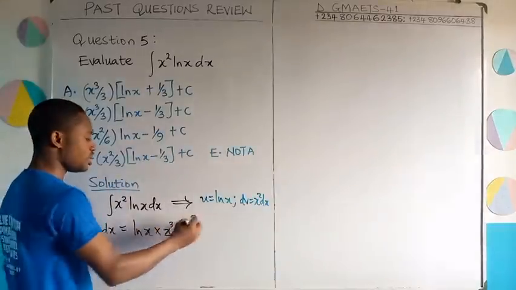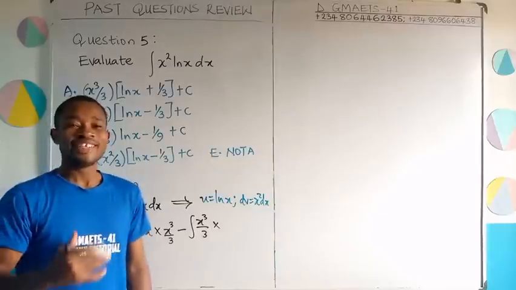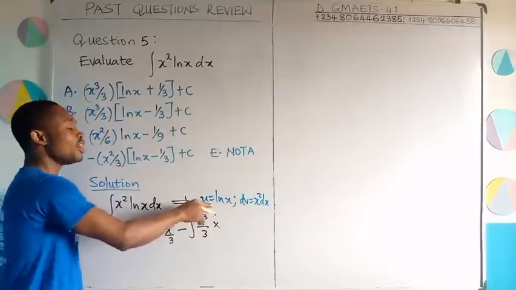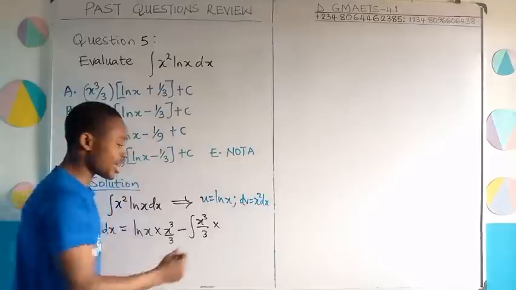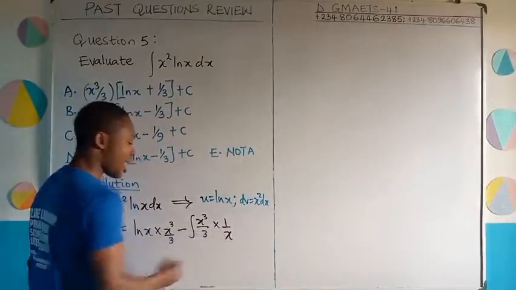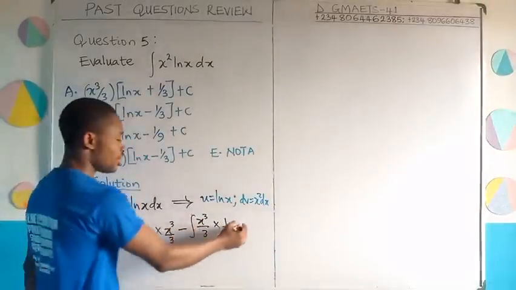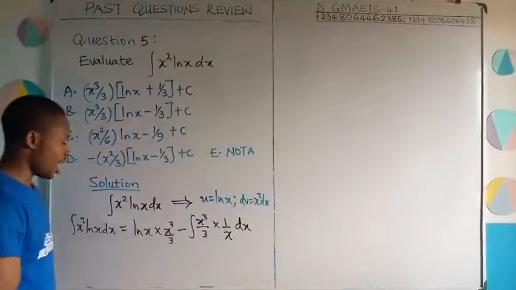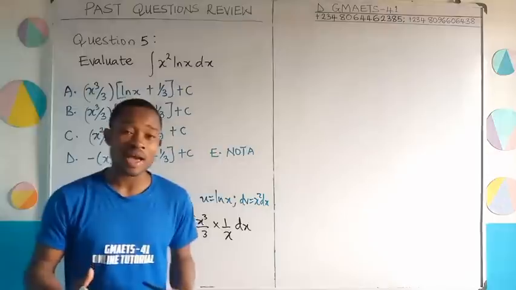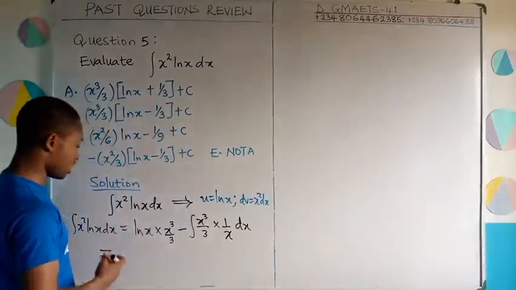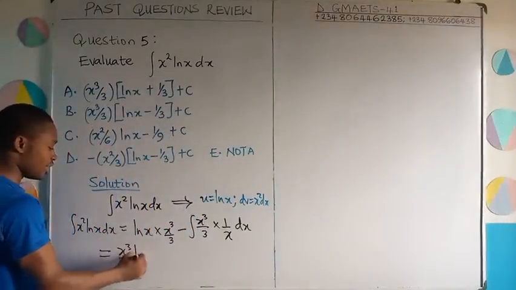We know our v already, which is x cubed over 3 times du. Du is simply to differentiate that term which we call u. And u here is ln x. If we differentiate ln x, we are going to get 1 over x. And simply because this still has integral sign, I'm going to multiply this by dx. And so if you multiply the ln x by x raised to the power 3 divided by 3, we are going to get x raised to the power 3 over 3 ln x.